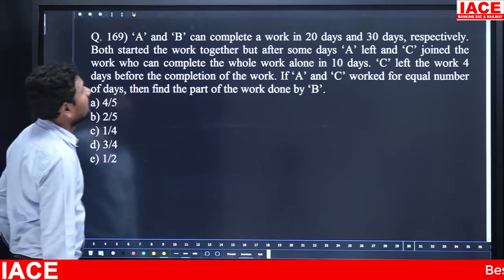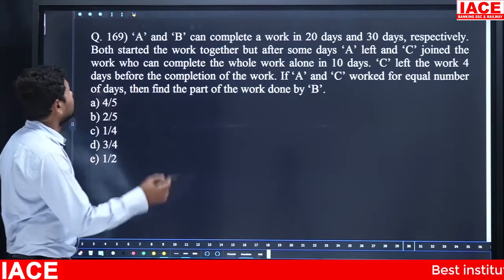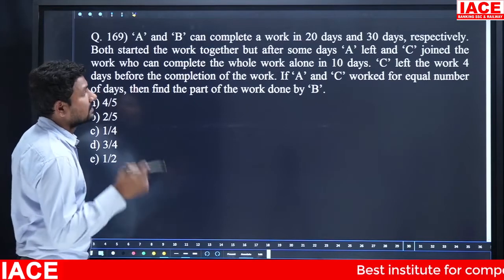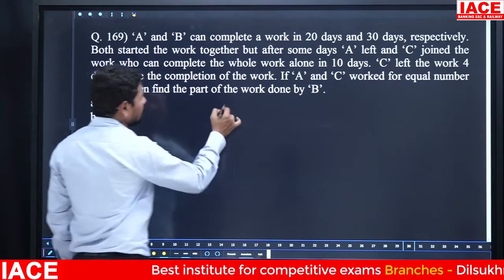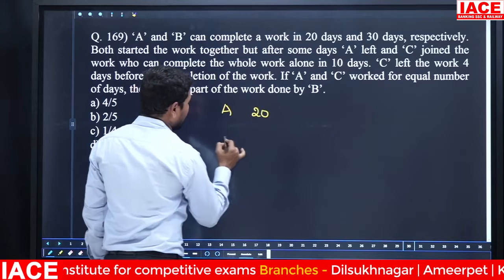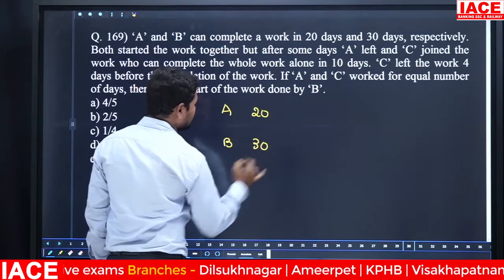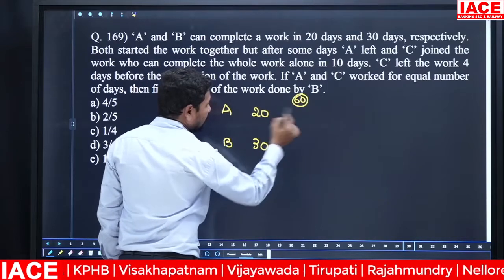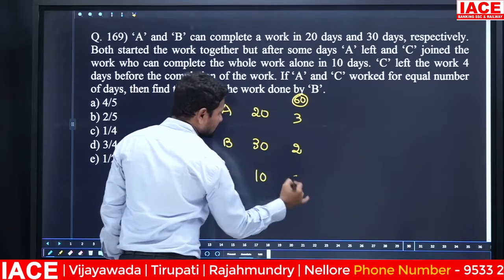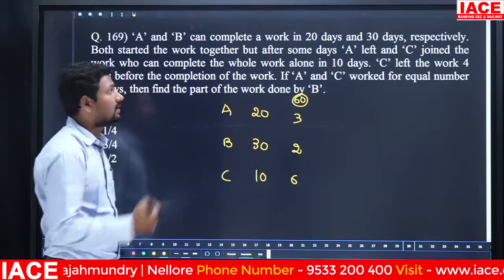Next, A and B can complete a work in 20 days and 30 days respectively. Both started work together, but after some days A left and C joined work. C can complete the whole work alone in how many days? 10 days. A completes a work in 20 days, B alone completes a work in 30 days, C alone completes a work in 10 days. Total LCM is assumed 60, and it is 3 units, 2 units, 6 units. C's efficiency is more compared to A and B.